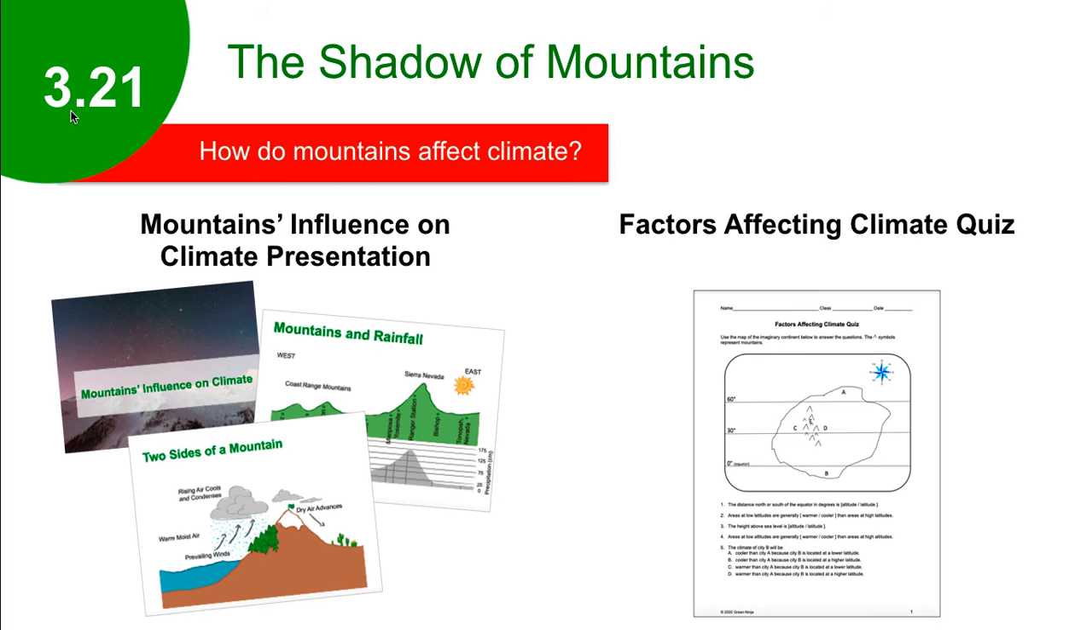In Lesson 3.21, we start class with a short presentation where students answer the question, how do mountains affect climate? They look at examples of different mountain cities and recognize the pattern that different sides of the mountain have different amounts of vegetation, because mountains influence where rain falls. We then have a short quiz to see if students can apply their understanding of the range of factors that influence climate to an example scenario.